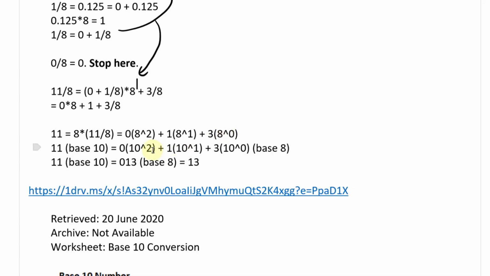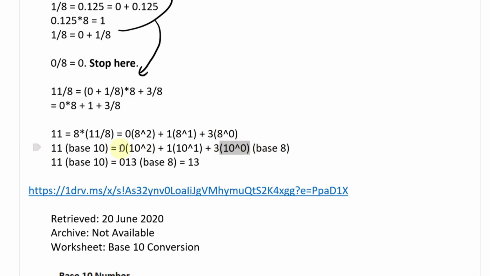And then we can convert this into base 8. So 11 base 10 is equal to 0. Write this as 10, because remember this is base 8, so that in base 8 will be just 1, 0. So 0 times 10 squared plus 1 times 10 to the power of 1 plus 3 times 10 to the power of 0. In other words, those are the transition numbers, and this is base 8.